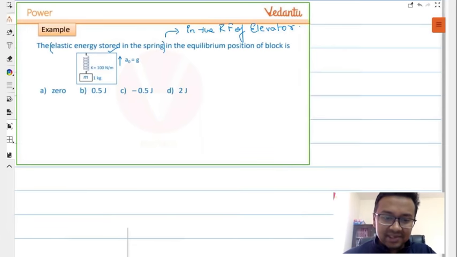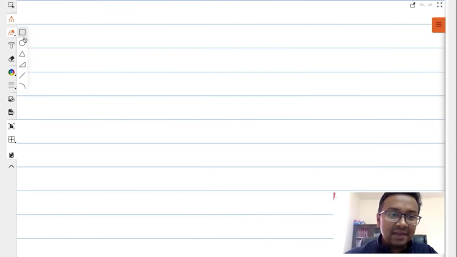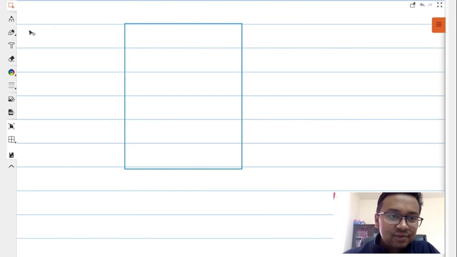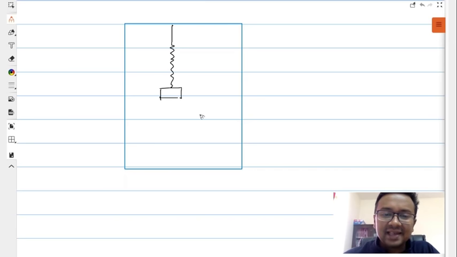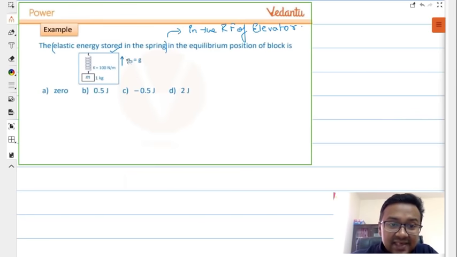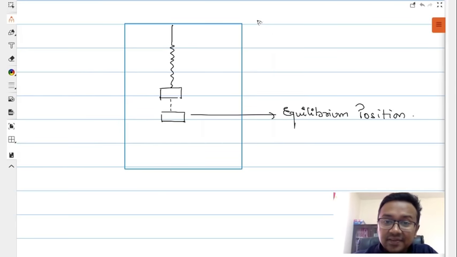So for all practical purposes, let's do one thing, students, without wasting much time. Let me just draw the situation all over again so that we've got bigger diagrams to analyze out here. We don't have to go into the small one. So let's say this was its natural length and it kind of comes down. Okay. And this is its equilibrium position. Clear, guys? And students, as it has been mentioned, it is going up with an acceleration of g.